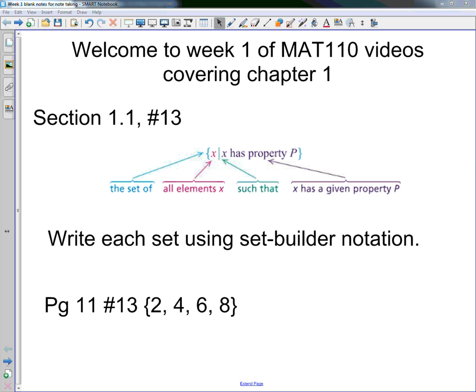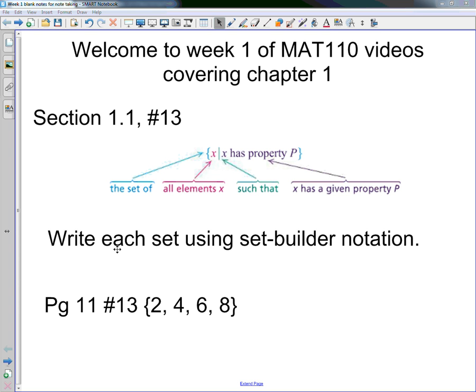I've selected 15 questions that are in chapter 1 that I think you may find useful. So notice that this one is in section 1.1 and this is number 13. And we're talking about set builder notation or set notation. So up top here we have the breakdown of what our notation looks like. We have the set of all elements x such that state what your property is, and then close.